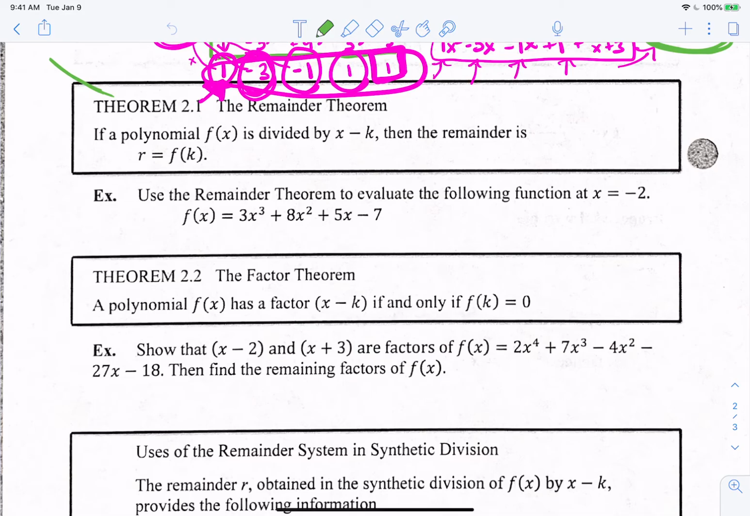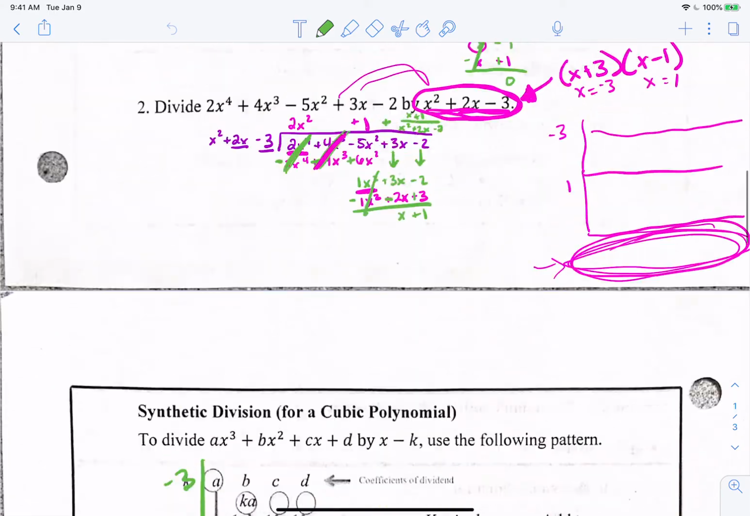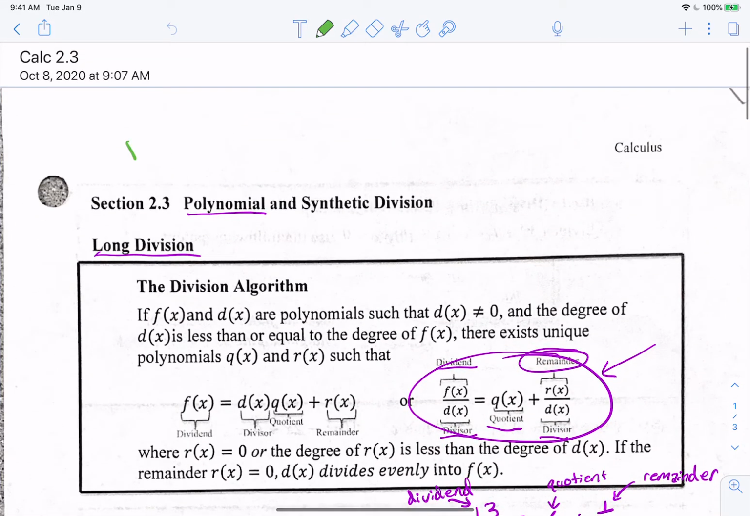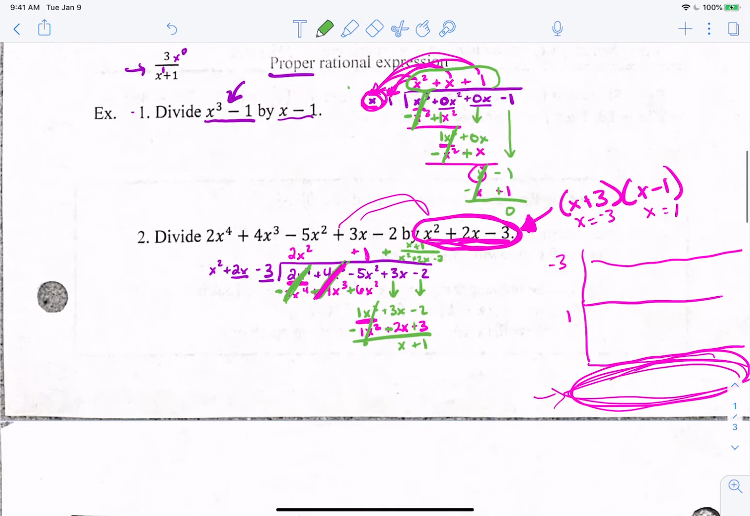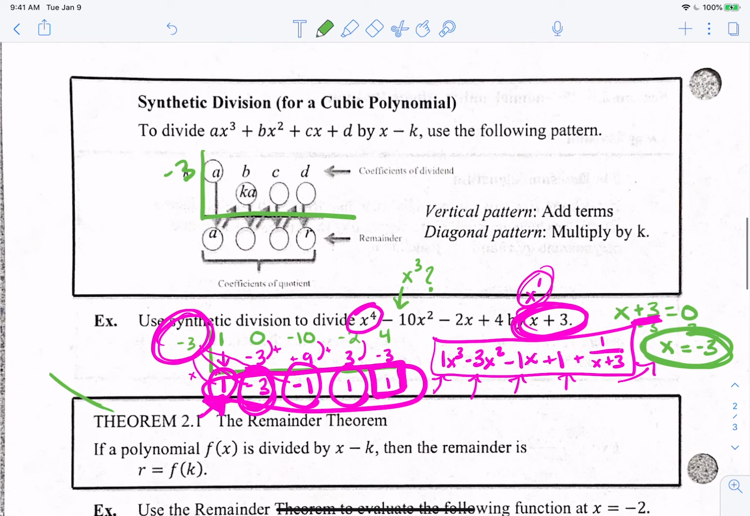We have a couple of examples left to do in section 2-3, synthetic division. I have cut down the homework assignment for you guys. Let me write it at the top of this notes page. It is page 171, you've got to read it, and do numbers 12, 22, 30, 38, 56, and 60. Just those 6 problems for homework for section 2-3.